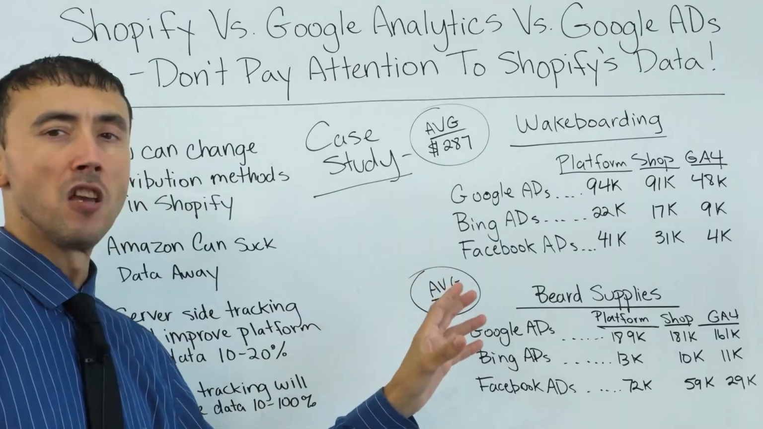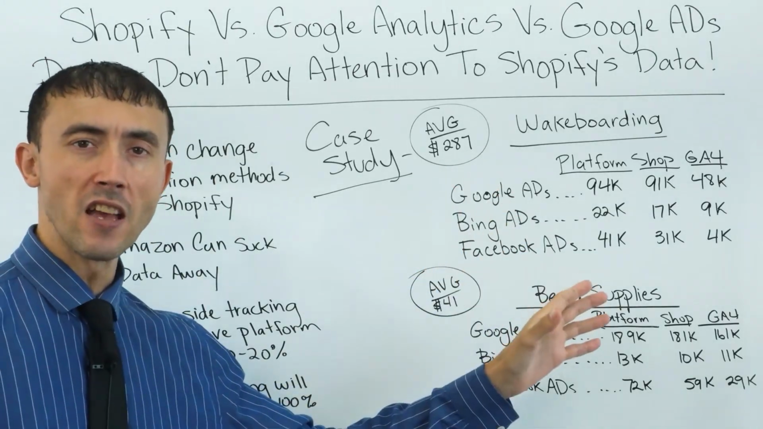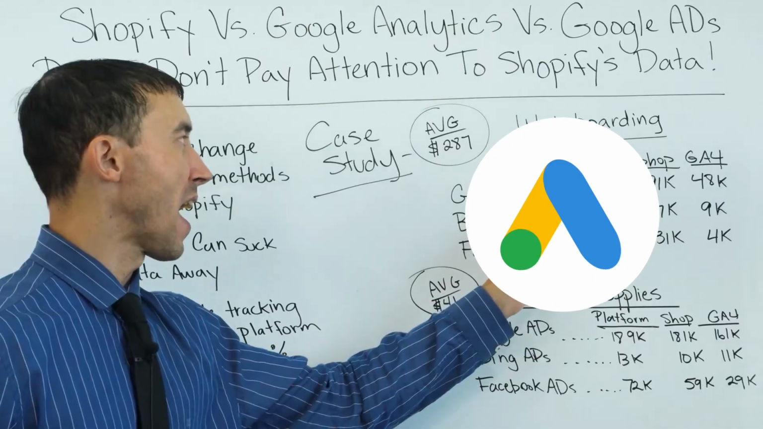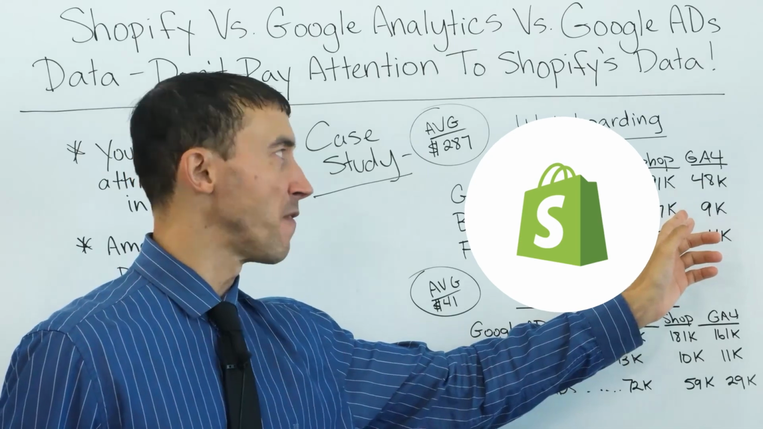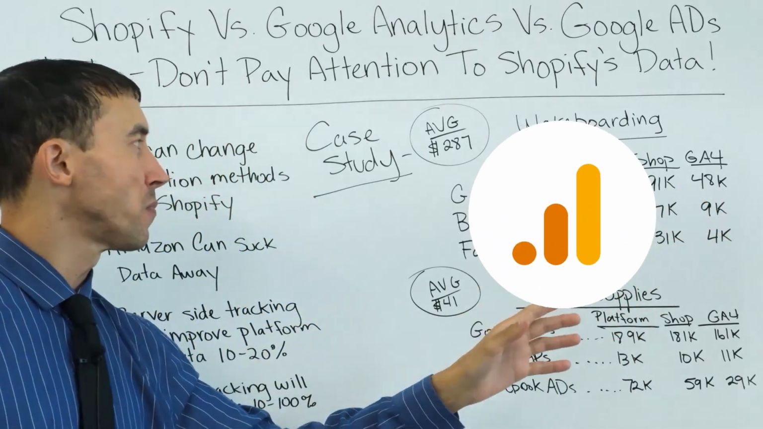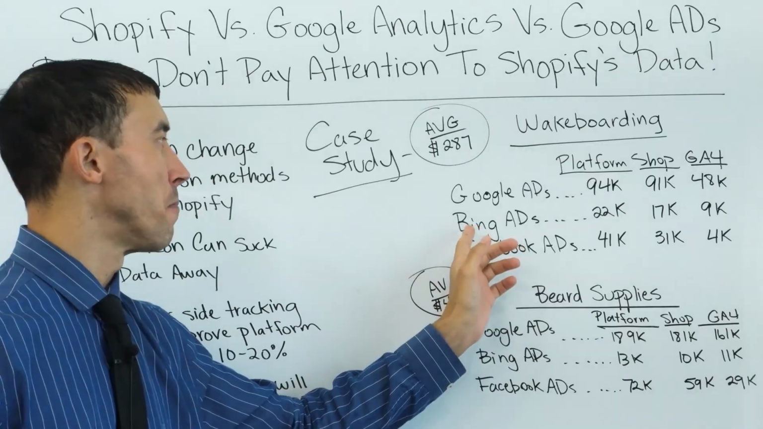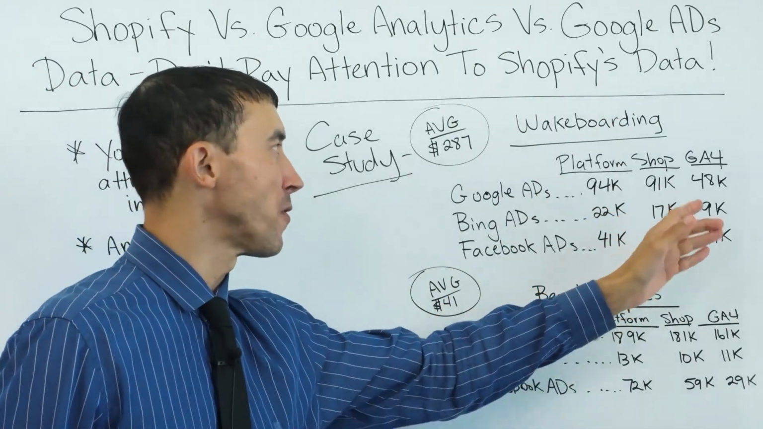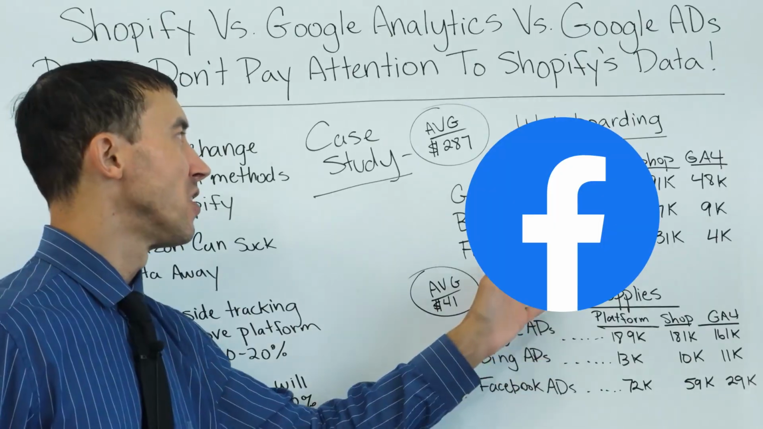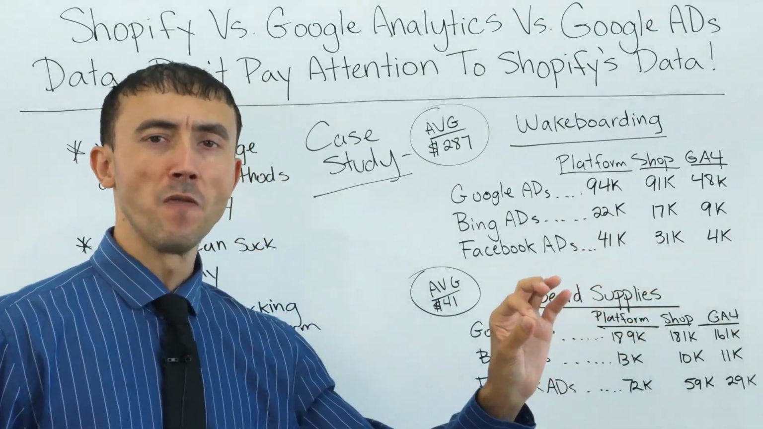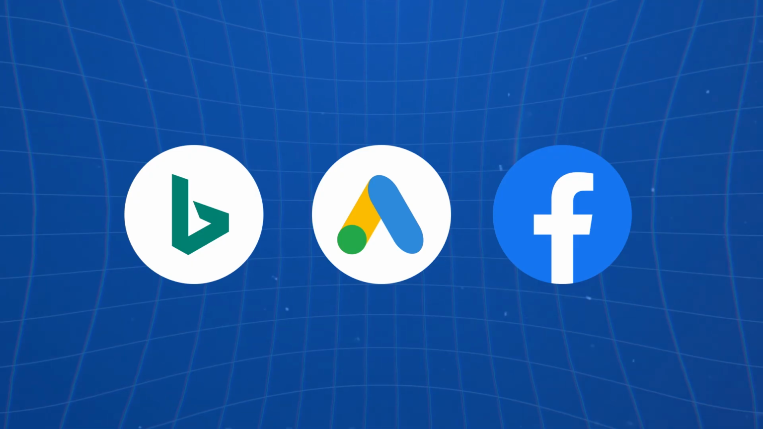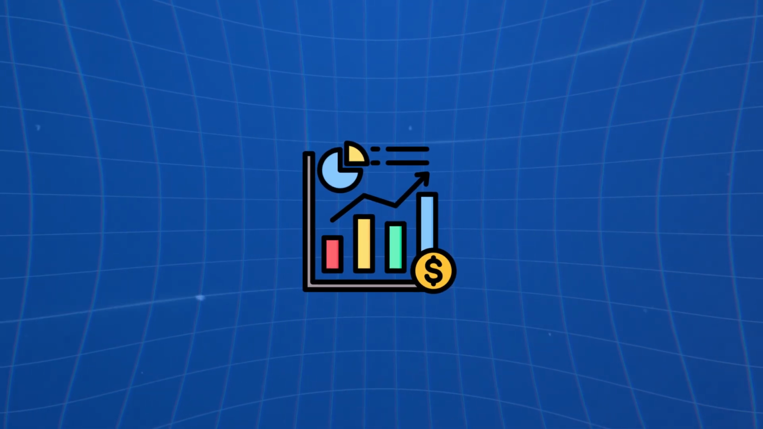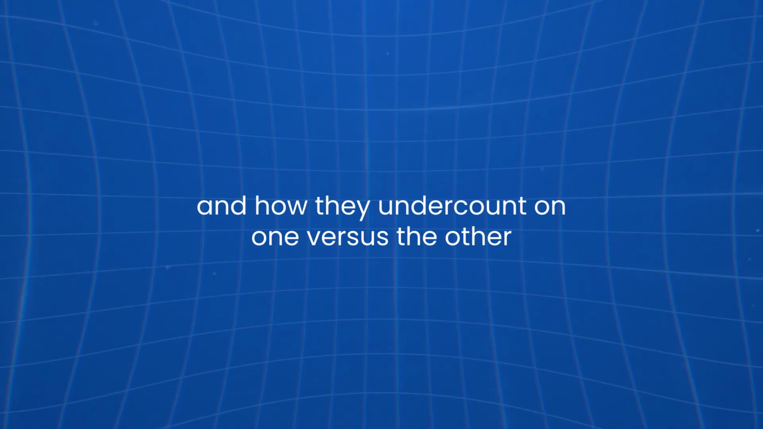in a couple different industries to give you an idea of just how much our sales are tracked when we look at Google Ads versus what's shown inside our account on Google Ads versus Shopify versus Google Analytics 4, as well as, by the way, same thing being from Bing Ads compared to Shopify versus GA4, as well as Facebook Ads versus Shopify versus GA4, or Google Analytics, so you can see how much of a difference in how these platforms track the same, presumably same sales, and how they undercount on one versus the other.